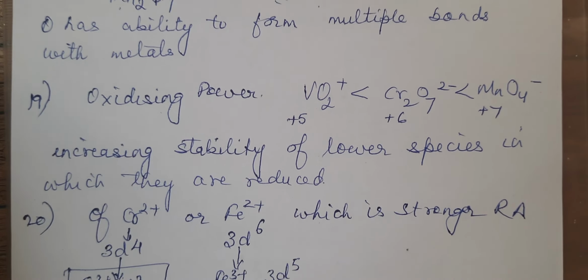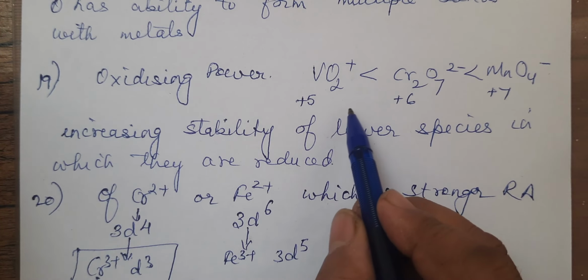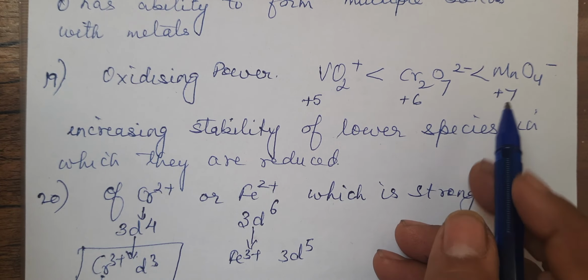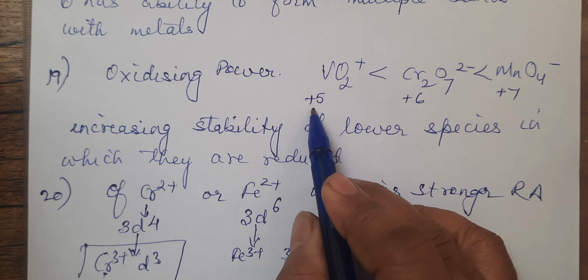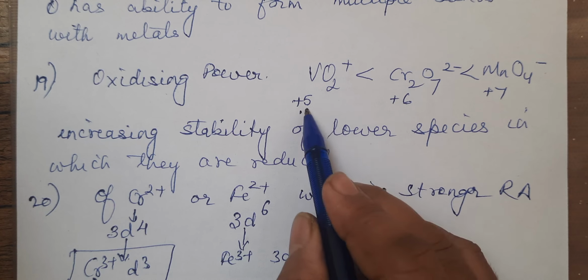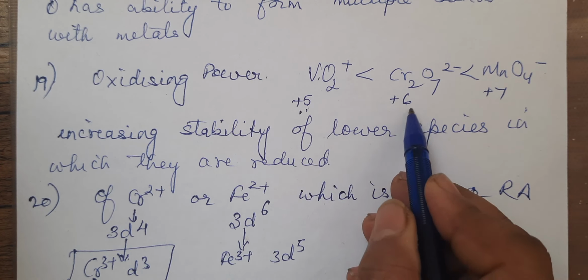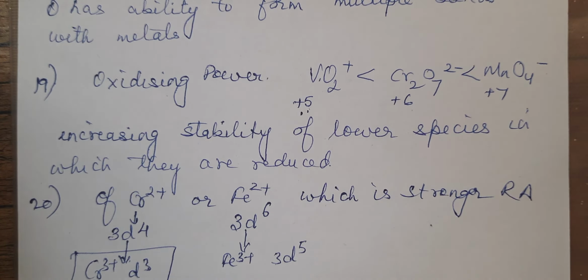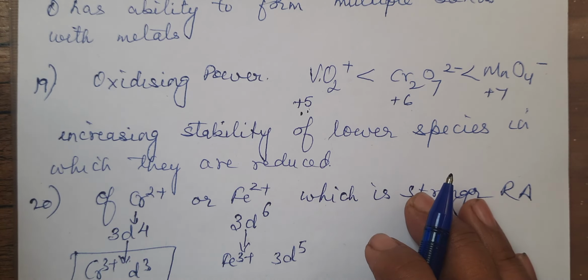Oxidizing power of the species is increasing in this order. There are 2 points you can write. One, in terms of the oxidation states: vanadium oxidation state is 5, here 6 and here 7. Second point, you can say that the higher the oxidation state, the more is the oxidizing power.